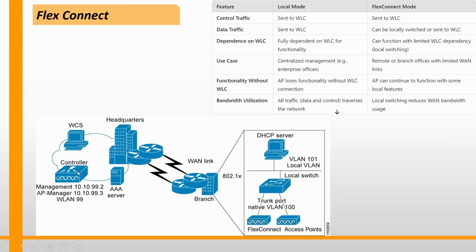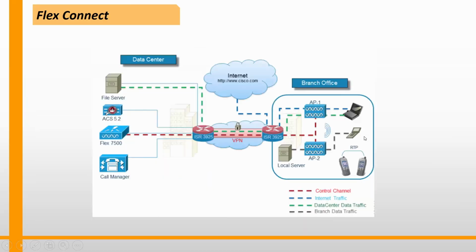And the controller is in the central office. Local mode: sent to the WLC. FlexConnect: control traffic is sent to the WLC, data traffic can be locally switched. Dependency on the WLC: local mode is fully dependent on the WLC for functionality, even for the DHCP server, all those kinds of things. Centralized management in local mode; remote or branch offices in FlexConnect, with functionality without the WLC. In local mode the AP loses functionality without the WLC connection, while in FlexConnect the AP can continue to function with some local features. Bandwidth utilization: in local mode all traffic traverses the network, while local switching reduces the WAN bandwidth usage.